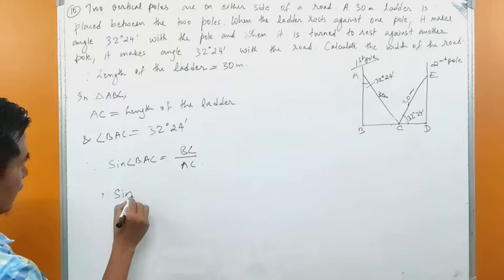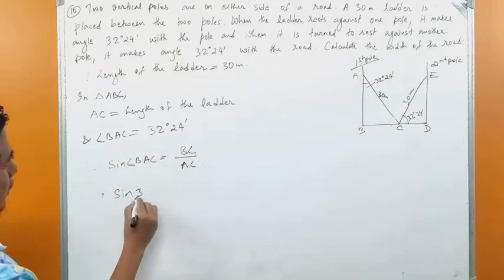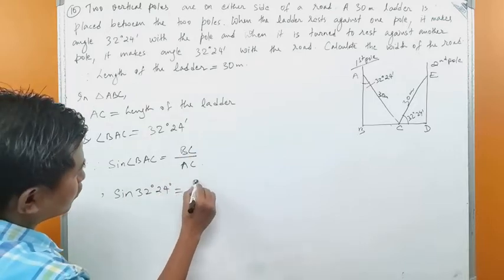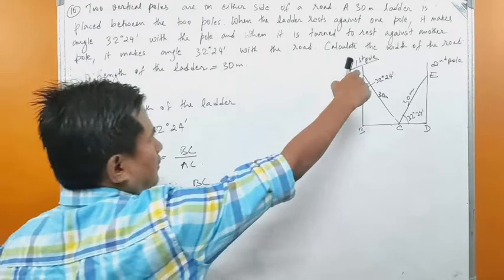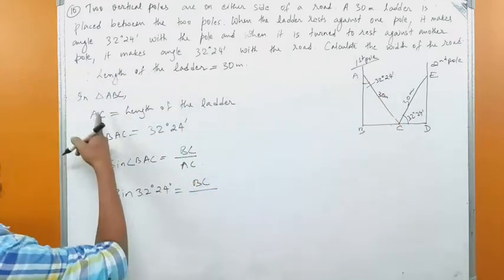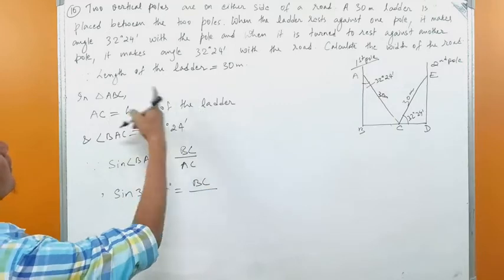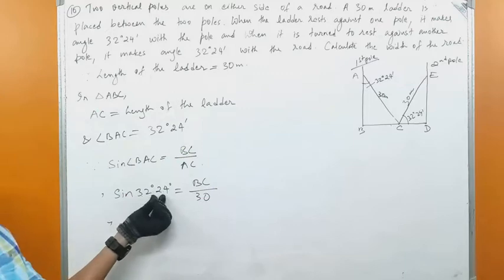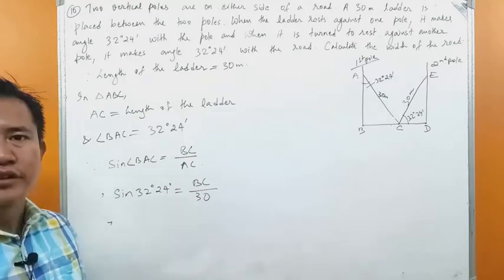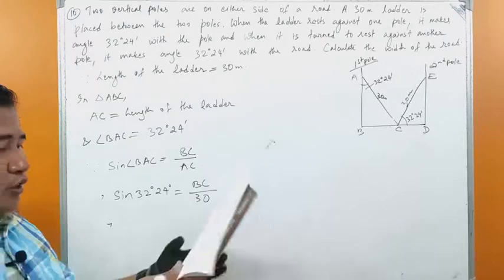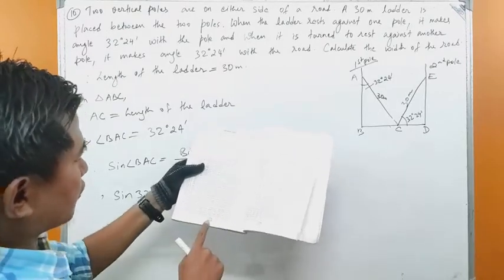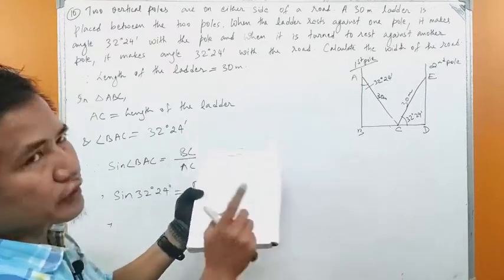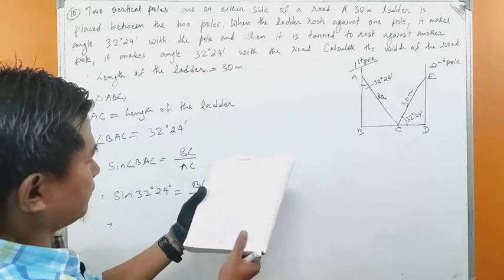Sine of angle BAC is given to us, 32 degree 24 minute, equals BC, unknown to us, upon AC, the length of the ladder, that is 30. AC is 30, isn't it? So we write the value of sine 32 degree 24 minute. But we don't know the value of sine 32 degree 24 minute, so we need to look at page number 450, the values of natural sines.